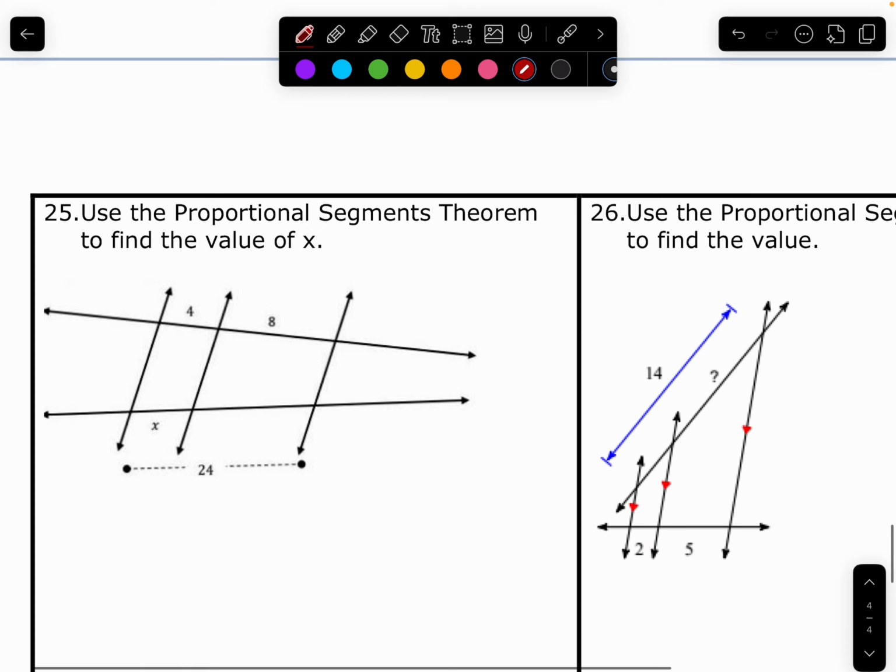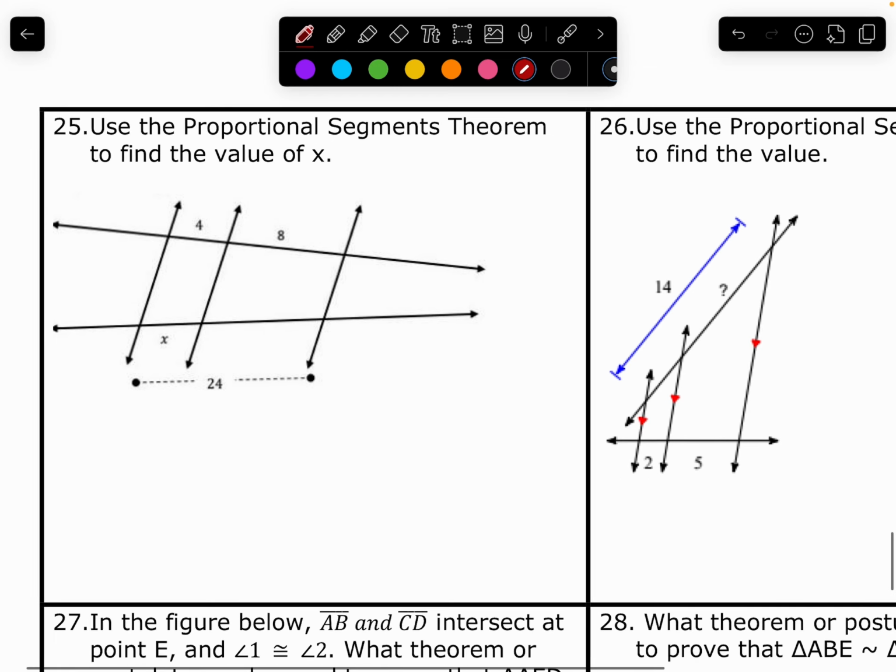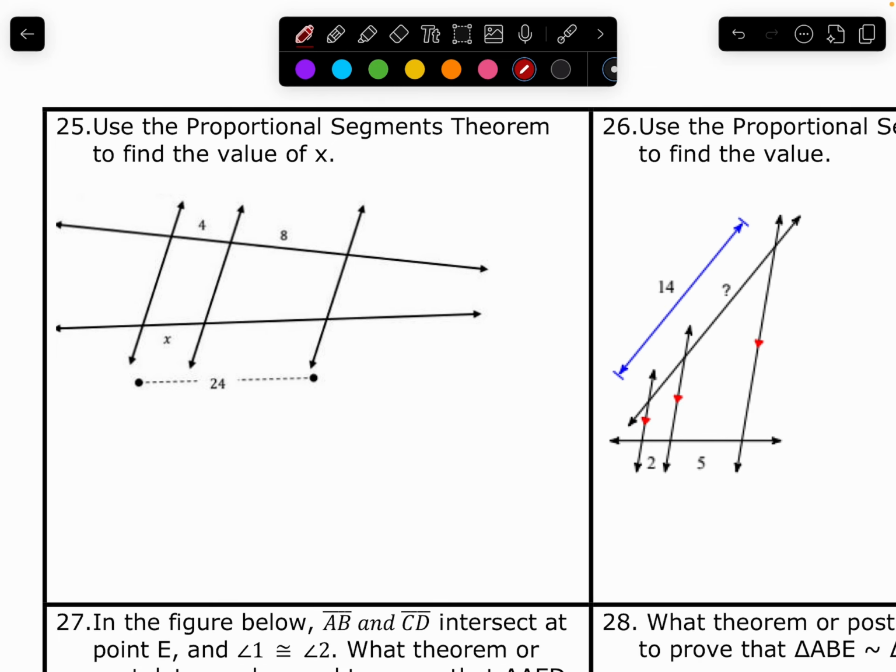Number 25, use the proportional segments theorem. So fancy word, we're just going to solve it. There are 2 different ways to do this. So I'm going to do 4 over 8 equals x over, and this little section right here is 24 minus x. So I could do it that way. Or make my life, I think, a little easier, I'm going to just find the total on this side.